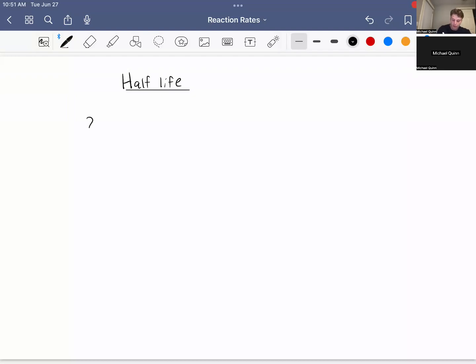So if we were to have 20 molar of a given substance, half-life would describe the amount of time it takes in order to see 10 molar of that substance remaining. Let's call the half-life for this substance 10 seconds. So this is the half-life for this substance. So it's important to note that this half-life will stay constant.